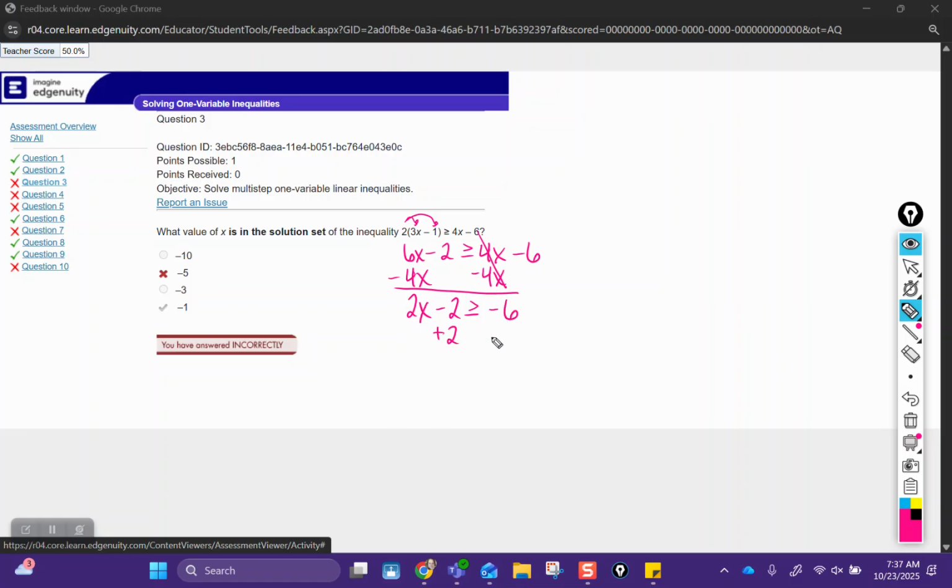Now we're going to add 2 to both sides. We get 2x is greater than or equal to negative 4. We're going to divide both sides by 2 as our last step, and we get that x is greater than or equal to negative 2. So we are looking through these numbers. We are looking for anything that is greater than or equal to negative 2. Negative 10 is less, negative 5 is less, negative 3 is less. So that leaves negative 1 as the answer.